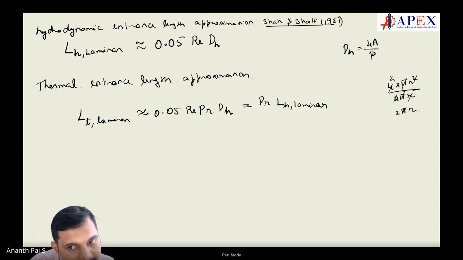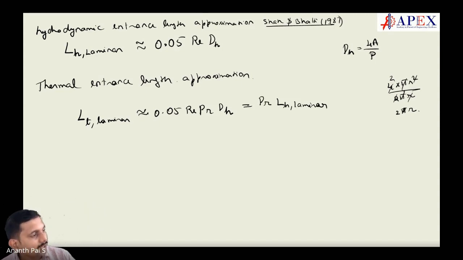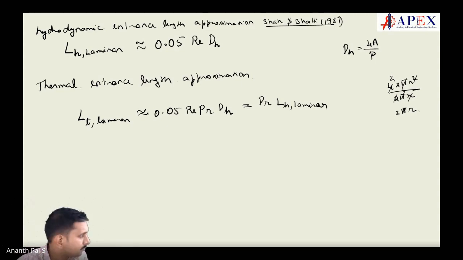This can be asked. They might say that the thermal entry length is so and so, what is the hydrodynamic entry length, given the Prandtl number. Questions have not appeared till now, but this time it may appear. It's a possibility. So we have to be very careful and preempt what kind of question may come.